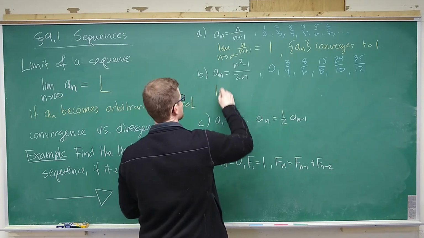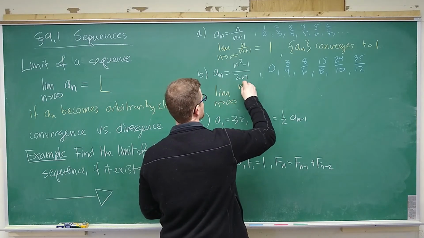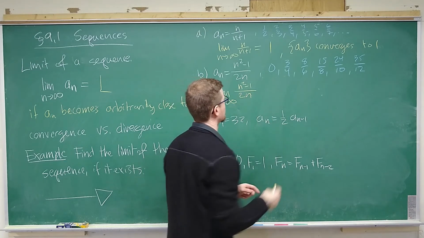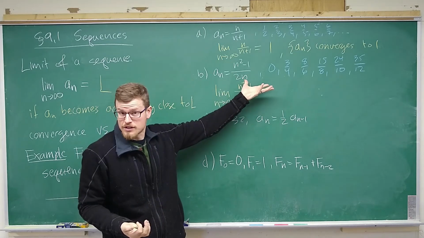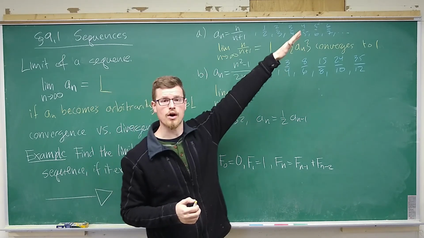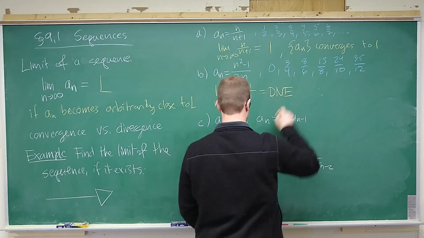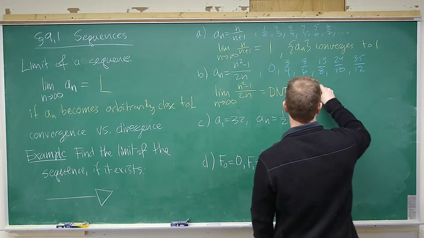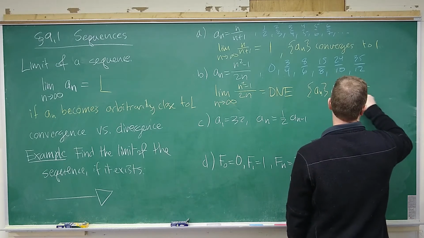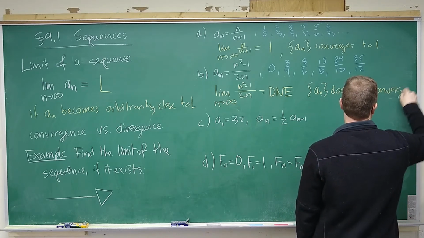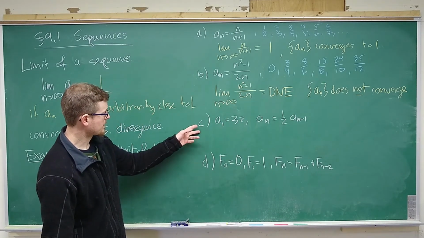So the question is, what is the limit as n goes to infinity of n squared minus 1 over 2n? In this case, we actually have that the limit does not exist, right? The values are going off to infinity. So we would say that the limit does not exist, and we would say that the sequence a sub n does not converge. Excellent.